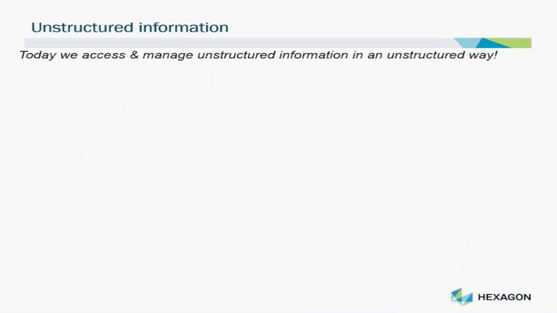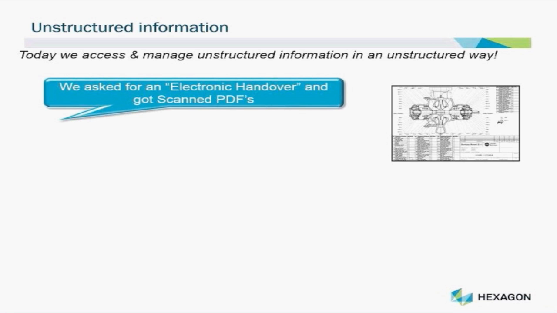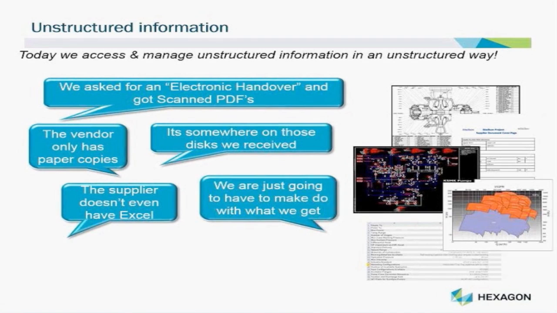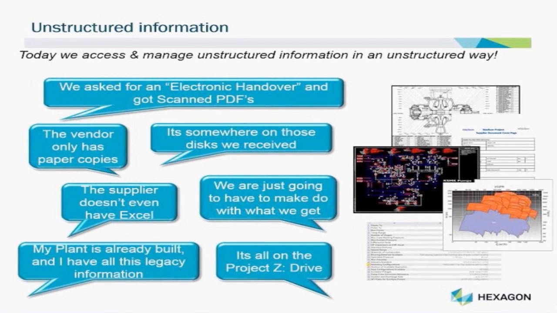So let's look at unstructured information. The idea behind unstructured information and the way we manage them today is that we manage it in an unstructured way as well. What that means is, if an owner-operator had asked for electronic handover, they get scanned PDFs of the documents and drawings created during engineering. And this can keep going. The vendor only has paper copies. The vendor doesn't even have a copy of Excel to create their master tag list, for example. Information is handed over as a hard drive to the owner-operator.